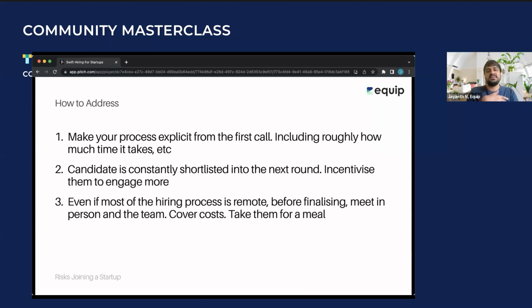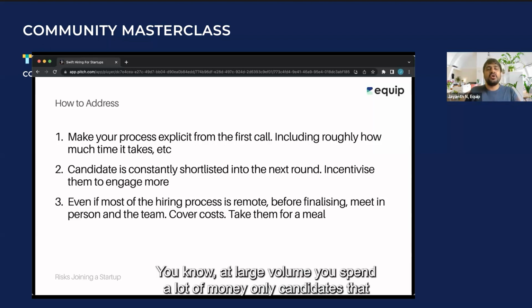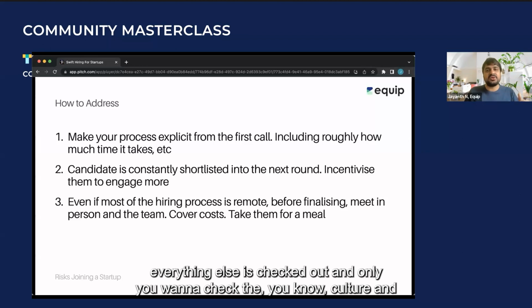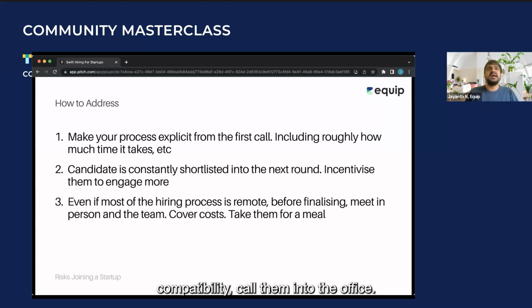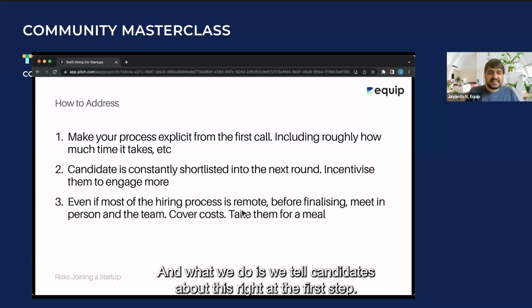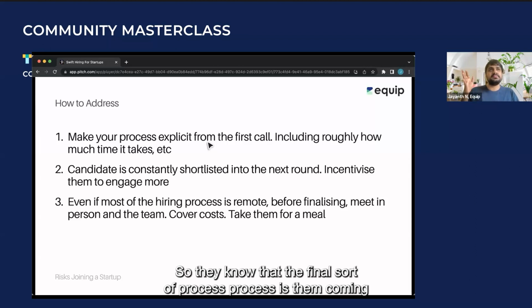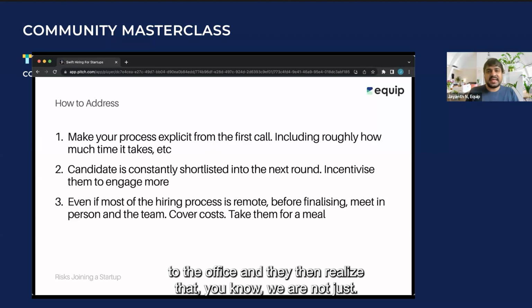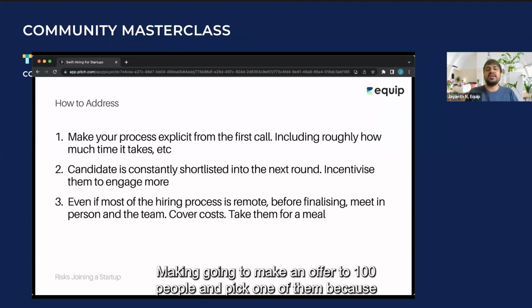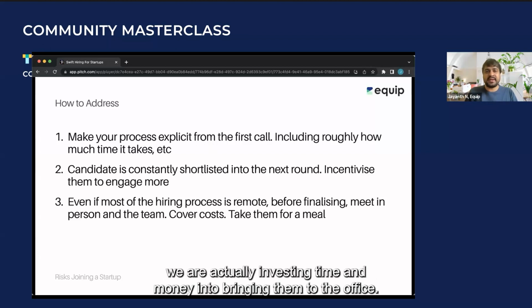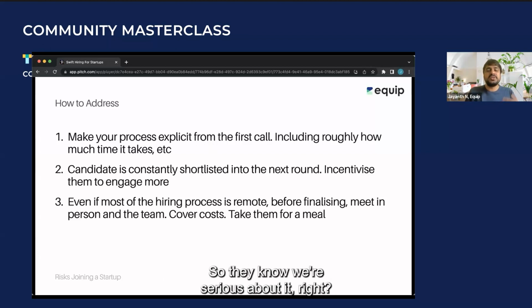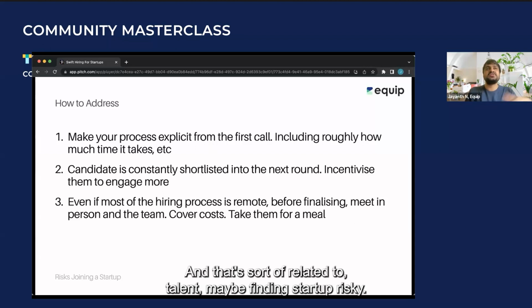Of course, don't do this at large volumes. You'd spend a lot of money. Only call candidates into the office where everything else has checked out, and you only want to check the culture and compatibility. And what we do is we tell candidates about this right at the first step. So they know that the final step of the process is them coming to the office, and they then realize that we're not just going to make an offer to 100 people and pick one of them, because we are actually investing time and money into bringing them to the office. So they know we're serious about it, right?